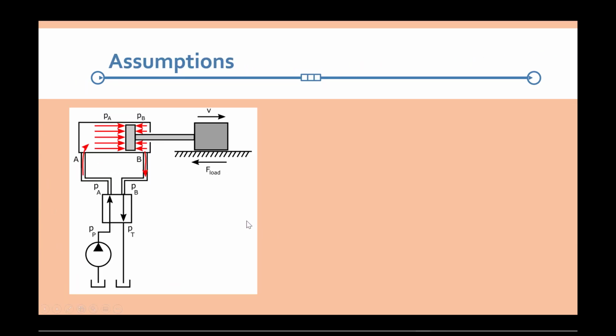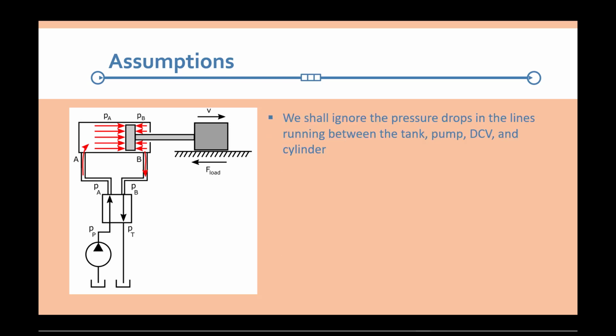So we have certain assumptions. We're going to do a really simple case to start out with, and then perhaps in later videos we can get rid of these assumptions one by one to see what effect that has on the system. So we're going to at first ignore the pressure drops in these lines from the tank to the pump, from the pump to the DCV, from the DCV to the cylinder, and then back out from the cylinder to the DCV, and from the DCV back to the tank. So we're just going to say that there's no pressure drop there.